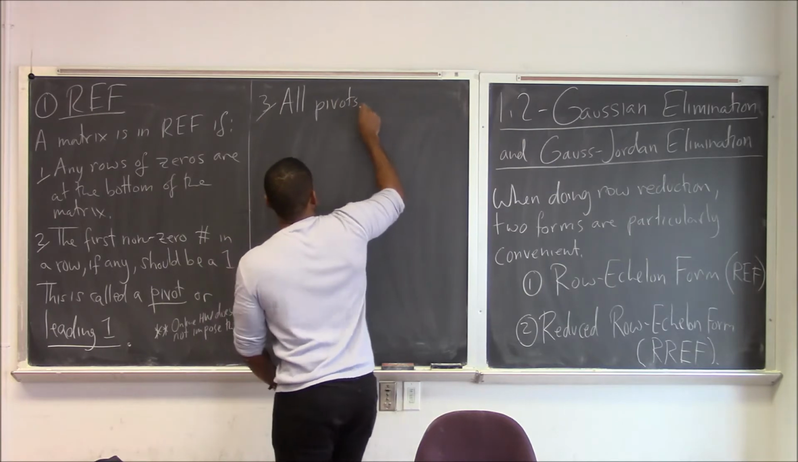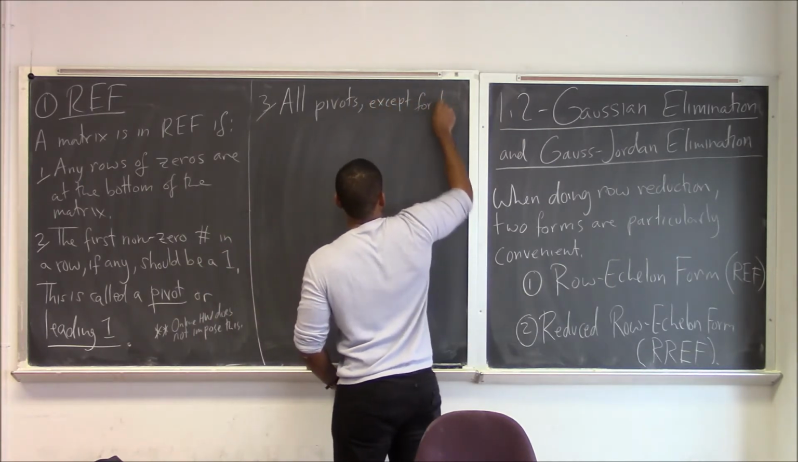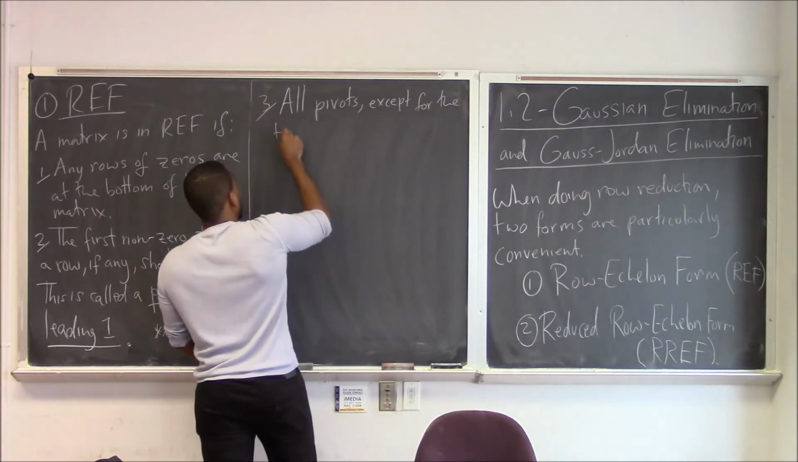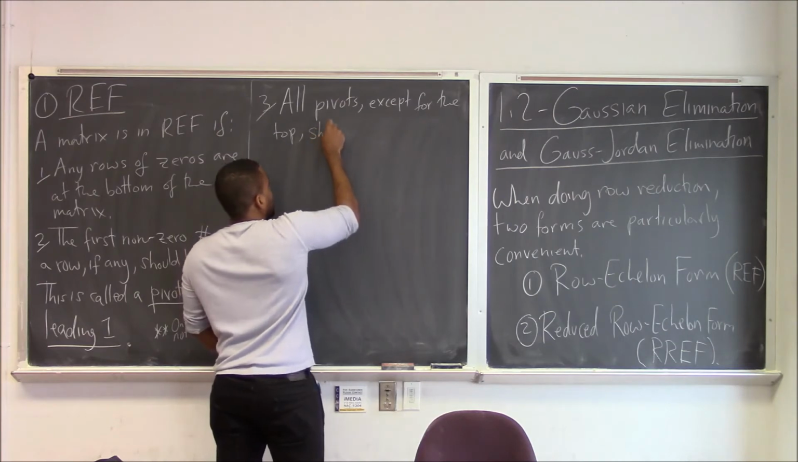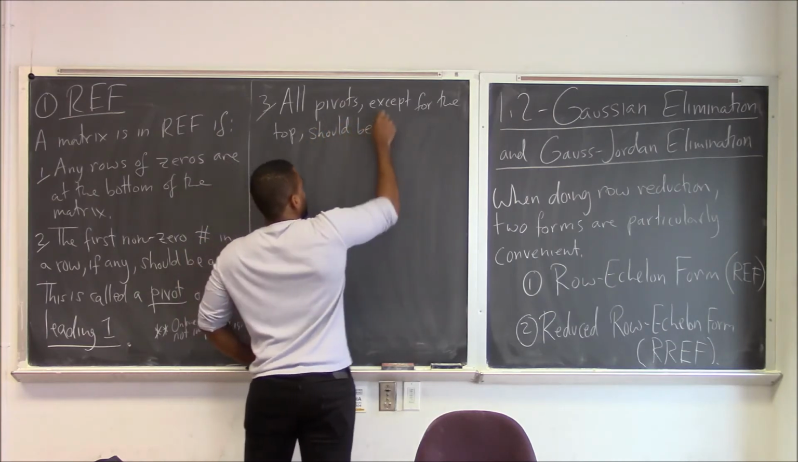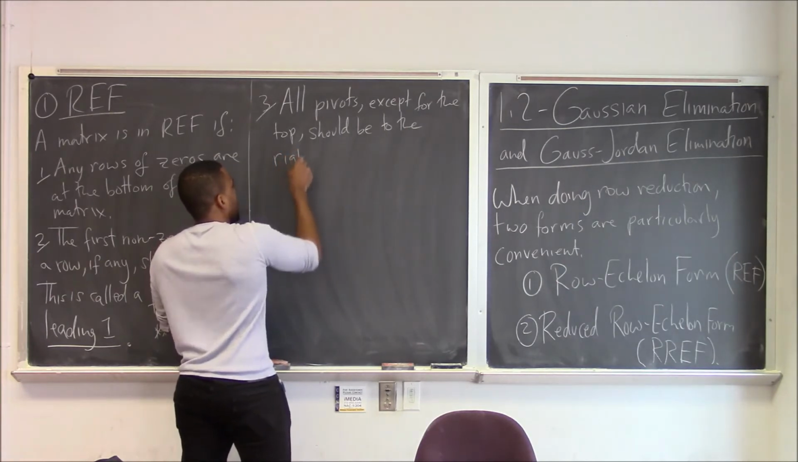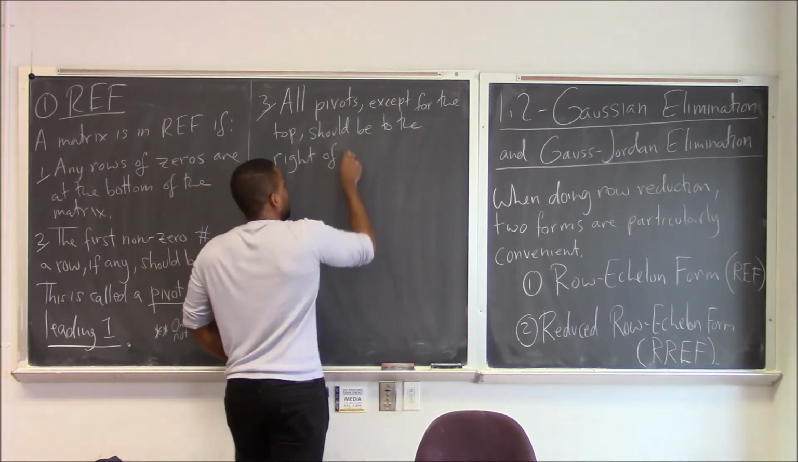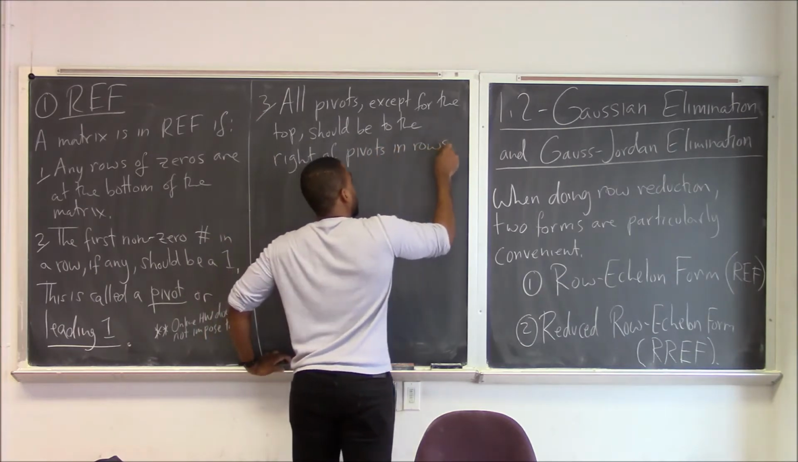All pivots, obviously except for the top, should be to the right of pivots in rows above them.